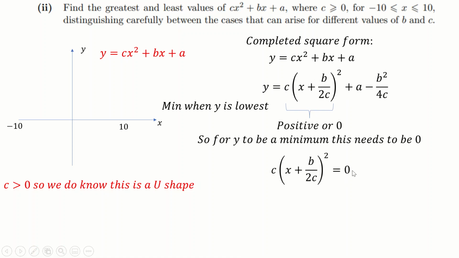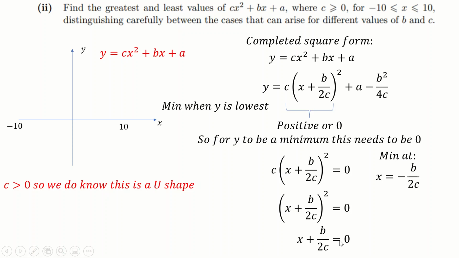So let's solve that. Divide both sides by c, and I just get the same thing. Root both sides, the square root of 0 is just 0. And then, of course, that means that the minimum point is at x equals minus b over 2c. And of course, I can then substitute that in to find what y is. If I put minus b over 2c into there, this all becomes 0, as I wanted it to, which means y is just a minus b squared over 4. And that's my minimum point.